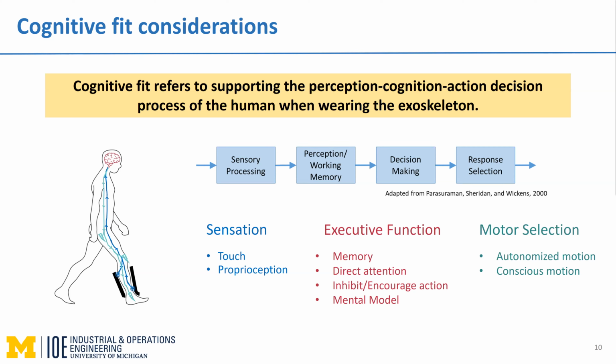So our motors can be autonomous in that we don't think about the motions we perform, or they can be conscious in that we actively move our body. These cognitive stages are connected. Sensory processing and executive function will both affect response selection, and the responses we select then affect the following sensations and decisions made. So the question becomes, how does wearing an exoskeleton affect your sensation, your directed attention, or even your motor selection?